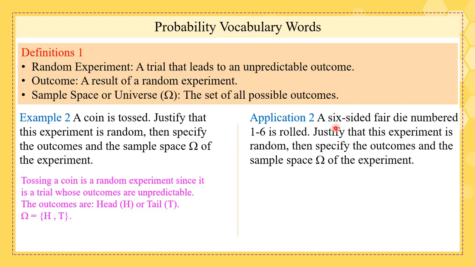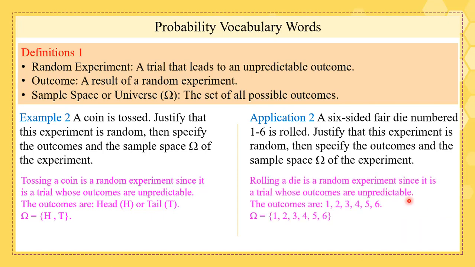Well, a six-sided fair die numbered 1 to 6 is rolled. Justify that the experiment is random, then specify the outcomes and the sample space. Try to do it alone. While rolling a die is also a random experiment because it's a trial whose outcomes are also unpredictable, and the outcomes are from 1 to 6. Omega would be 1, 2, 3, 4, 5, 6.